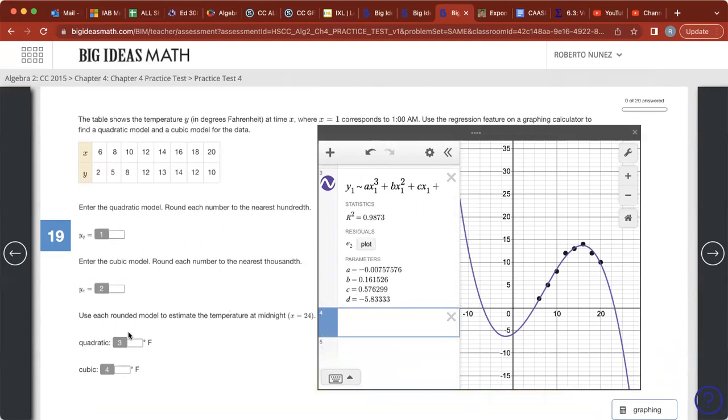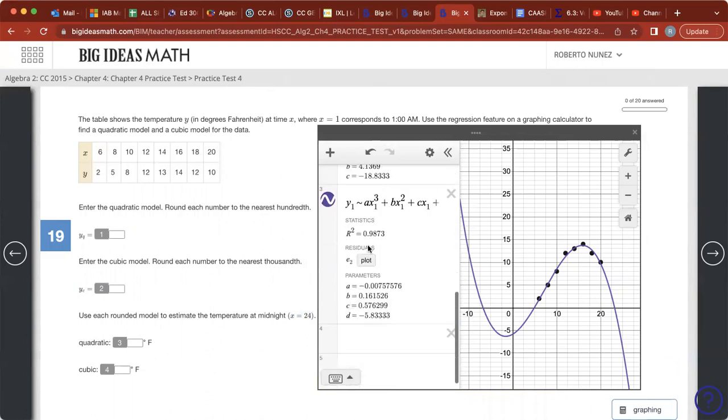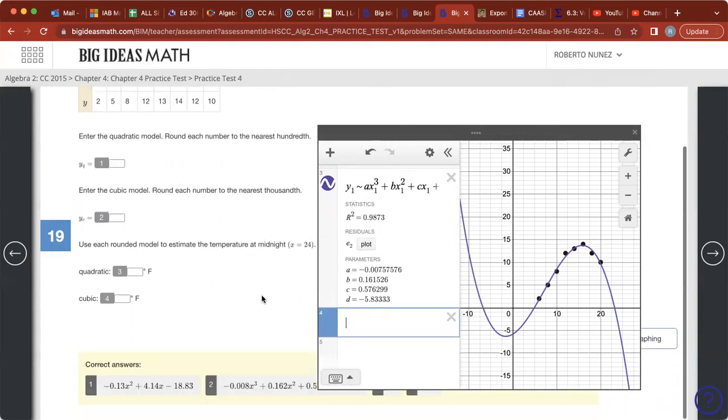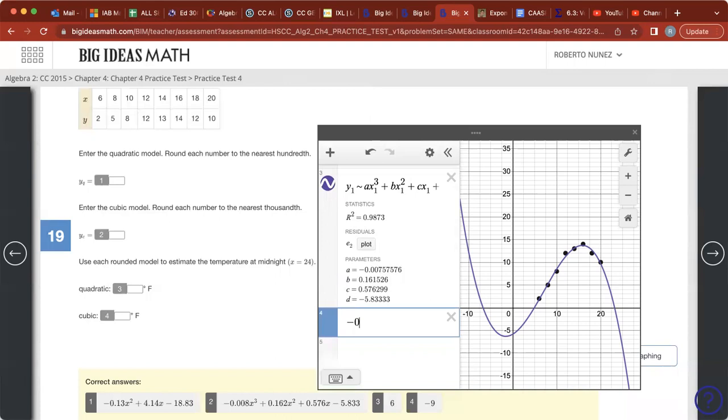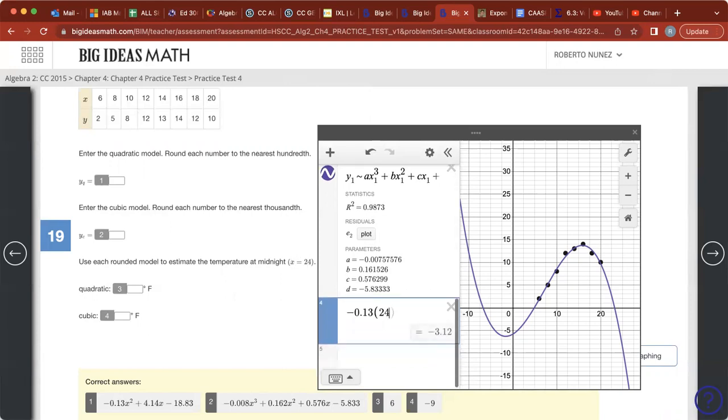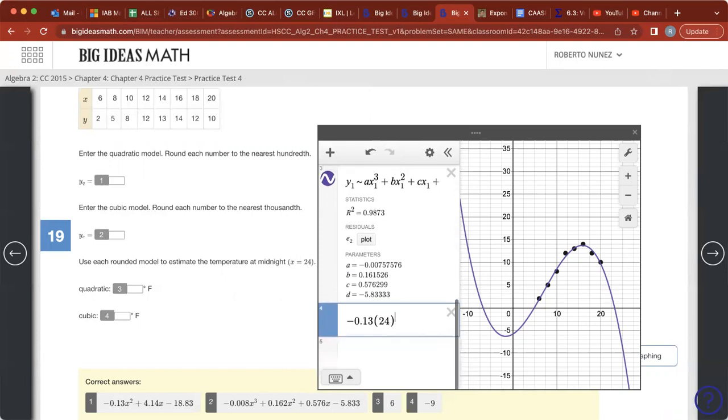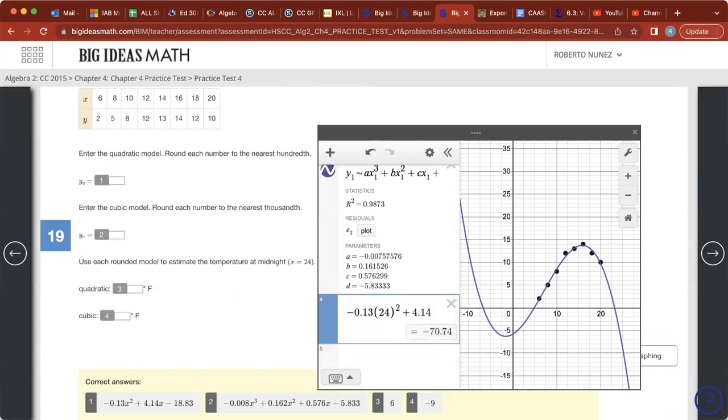And so now it says the final two, it says use each rounded model to estimate the temperature at midnight. So x is equal to 24. So we just said the quadratic function will look like this, so negative 0.13. But now instead of putting in an x, we are putting in a 24. So we'll do 24, and that's to the second power, plus 4.14. And then again, everywhere we see an x, we replace with a 24.